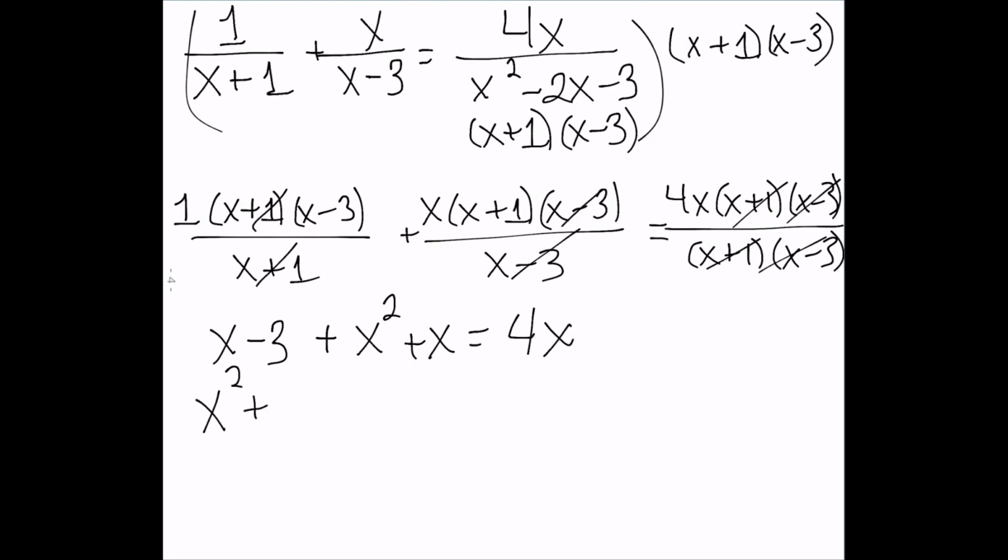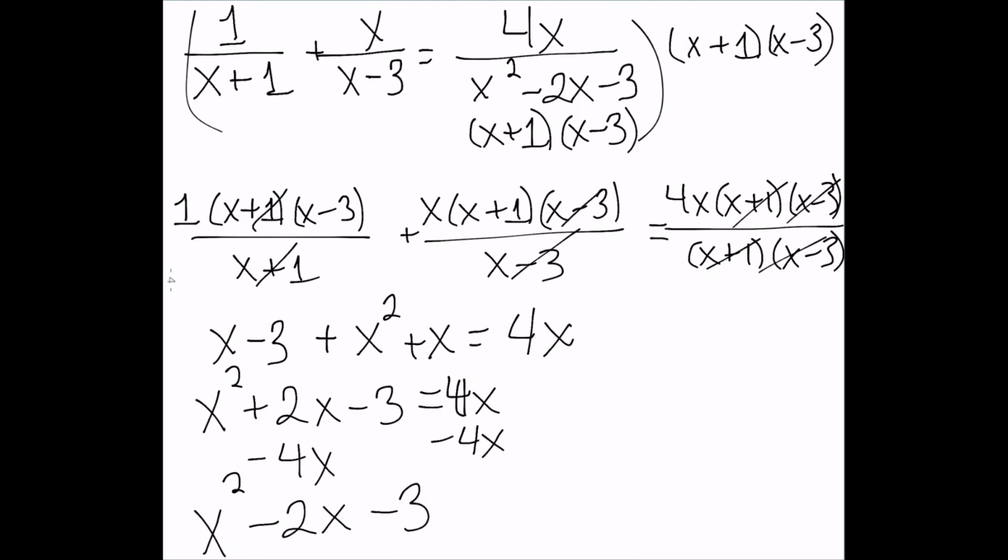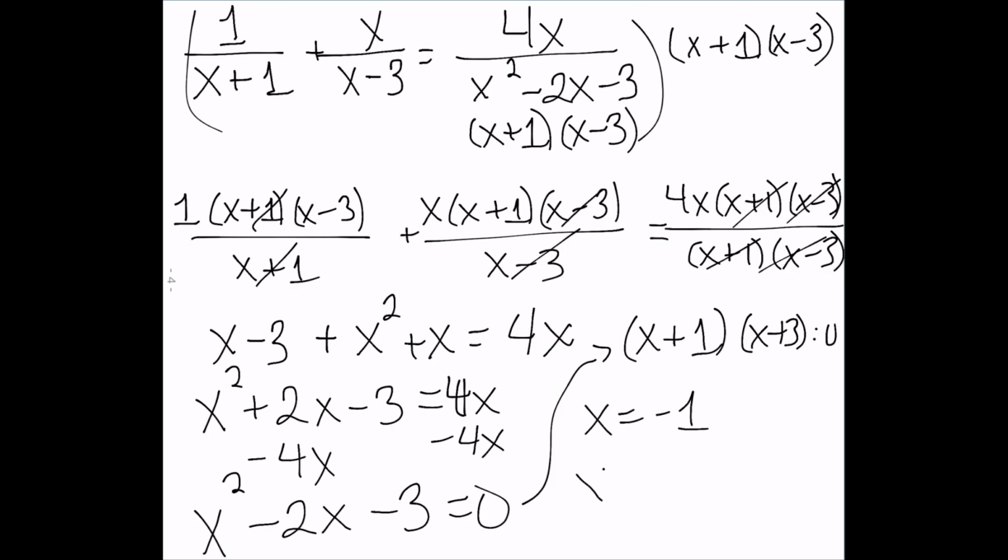This leaves me with x squared plus 2x minus 3 is equal to 4x. Subtract 4x over, and I have x squared minus 2x minus 3 is equal to 0. Well, this factors into (x plus 1)(x minus 3). So my two answers, x equal to negative 1 and x equal to 3. However, you'll notice both of those result in a 0 on the bottom of a fraction in the original problem. So this one actually has no solution as well.